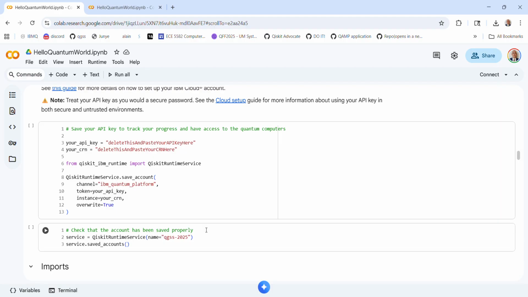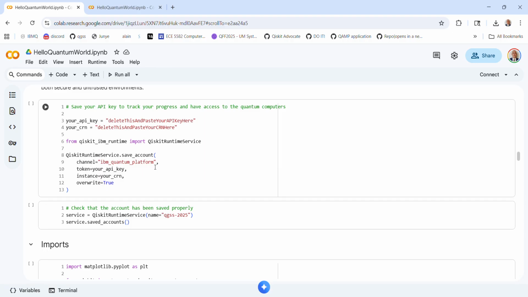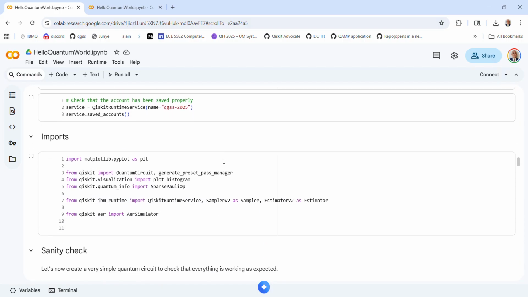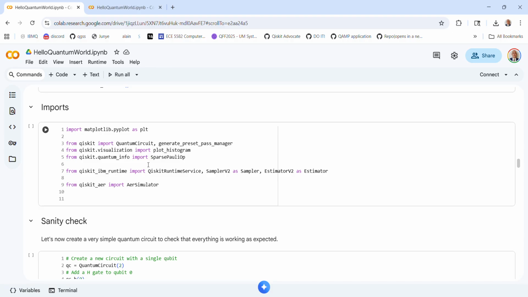Now, once you've created your IBM Cloud account, you'll be able to access your API key and your CRN. These are what allow you to deploy your algorithms to the quantum hardware. So, you'll be able to paste in your API key and your CRN into notebooks like this to be able to use the quantum computers.